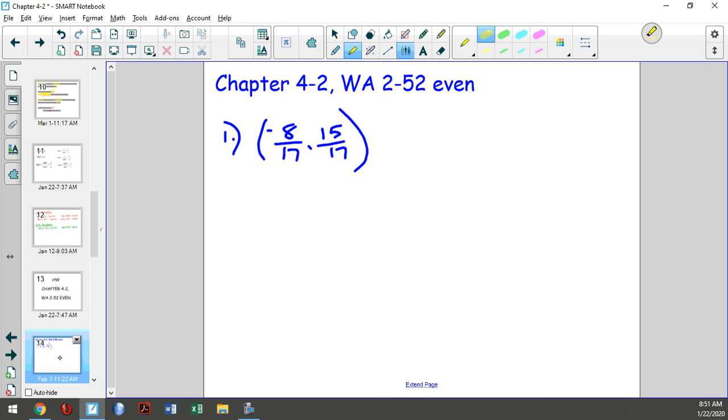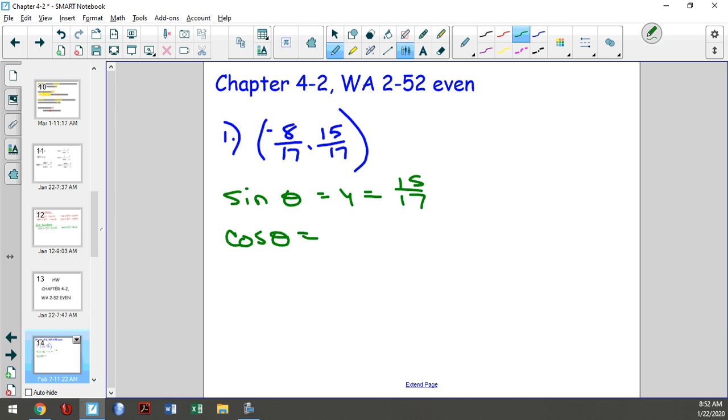I automatically know sine and cosine. Excellent job. Okay? Sine of theta and cosine of theta. But what is the sine of theta? Sine is your y value, and what is my y coordinate here? 15/17. What is the cosine? Your x coordinate, which is -8/17.